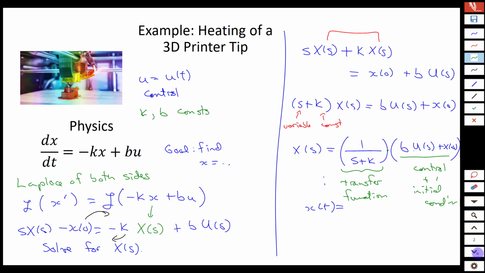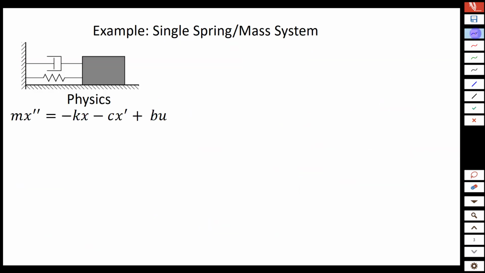Let's take a look at a slightly more complicated example with the spring mass system, where we're applying some external force to this system here, actually some external force of b times u, and we're going to go through the same process. So we're going to take the Laplace transform of both sides. And here what do we have? We have k, m, c, and b are all constants.